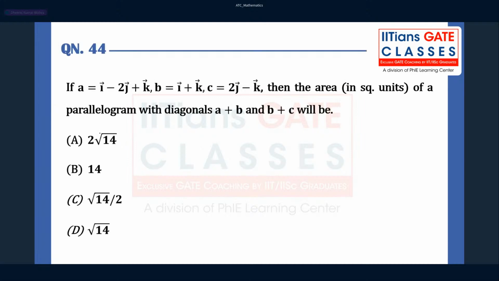Yes. Now we have got this question. A vector is given: i minus 2j plus k. Second vector is given: i plus k. Third vector is given: 2j minus k. Then the area of the parallelogram with diagonals a plus b and b plus c will be what?